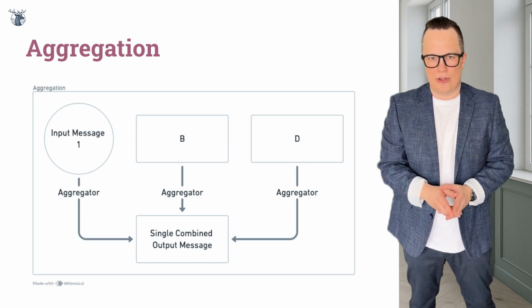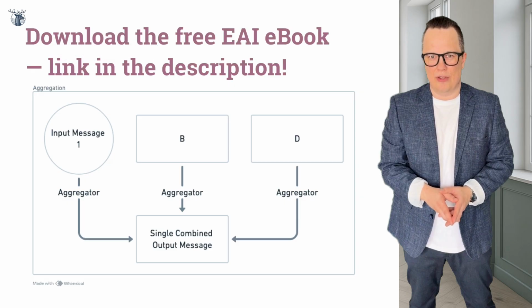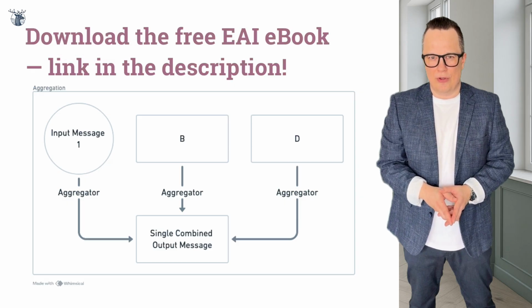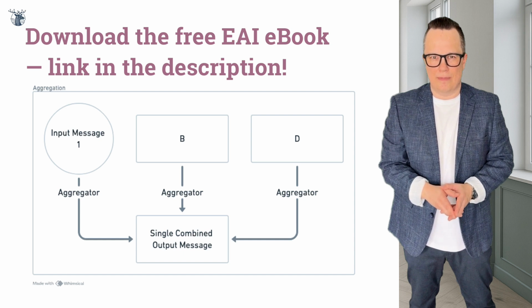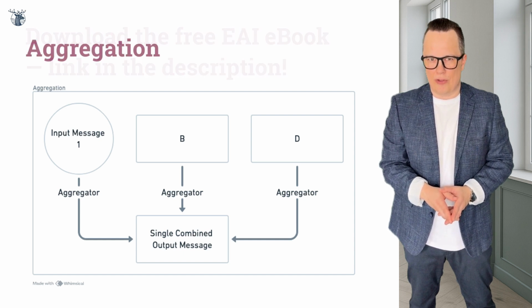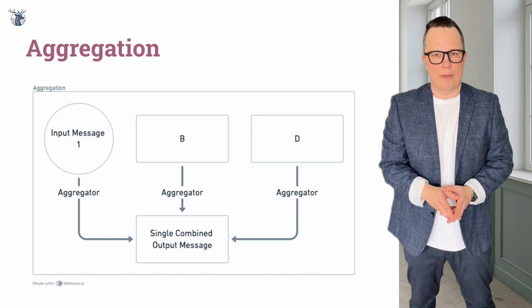Let's say product details come from one service, customer information from another, and payment confirmation from a third. The system that handles shipping can't do its job until it has all three. The aggregator pattern waits for all parts to arrive, then combines them into one message, ready for the next step.